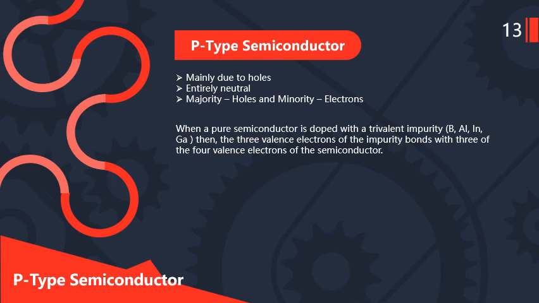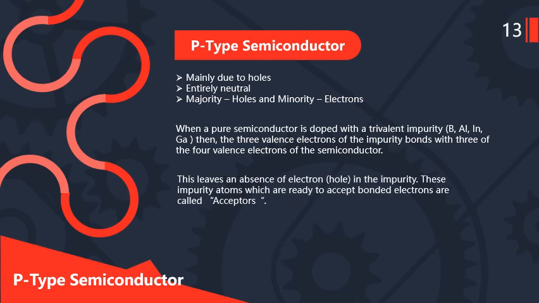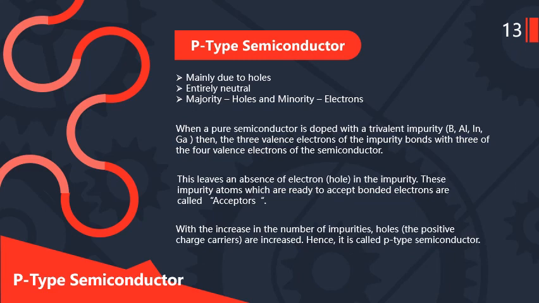When a pure semiconductor material is doped with trivalent impurities, then the 3 valence electrons of the impurities bond with 3 of the 4 valence electrons of the semiconductor. This leaves an absence of an electron, called a hole, in the impurities. These impurity atoms, which are ready to accept bonded electrons, are called acceptors. N-type material is called donor and P-type material is called acceptor. With the increase in the number of impurities, the holes, called the positive charge carriers, are increased. Hence, it is called the P-type semiconductor material.